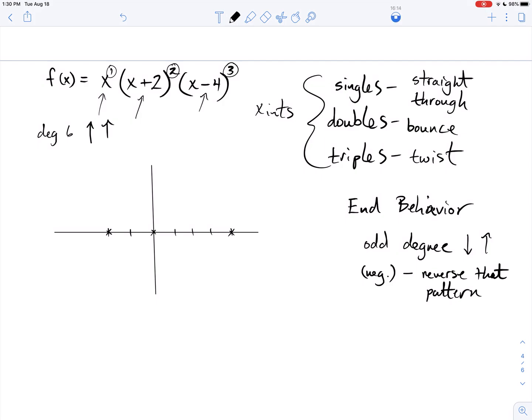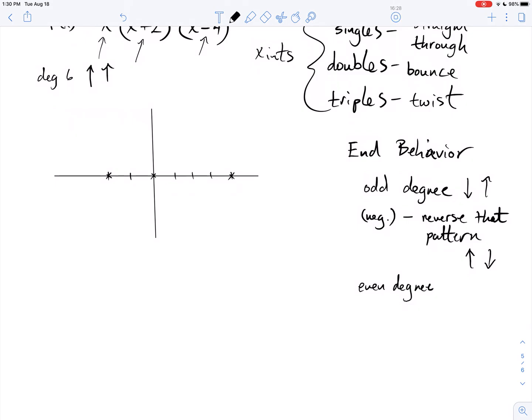So if you had a negative odd degree, it would go up on this side, down on that. When you have an even degree polynomial, I'm going to scroll down a tiny bit, that means it will go up on the right, up on the left. But if you put a negative in front of that, can you guess what's going to happen? I would reverse that pattern. I surely would, and it would go down on both sides.